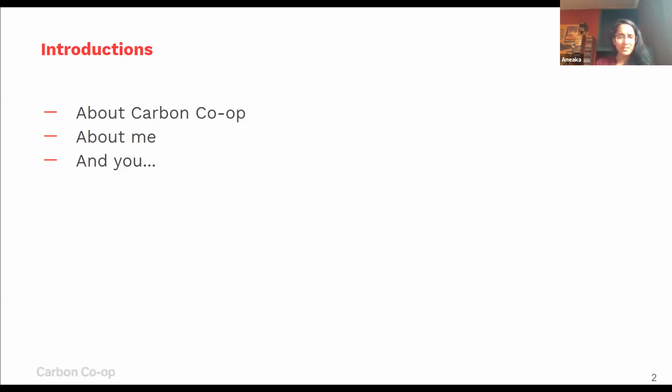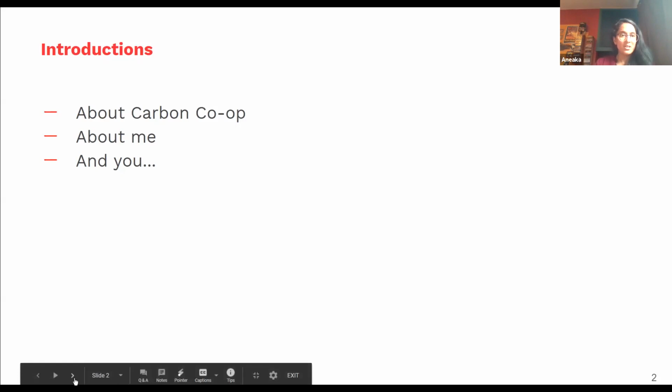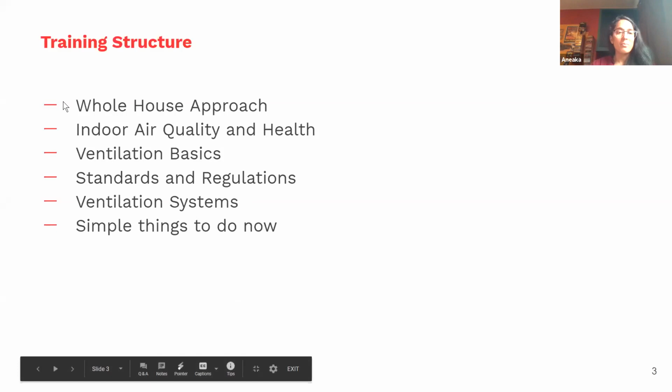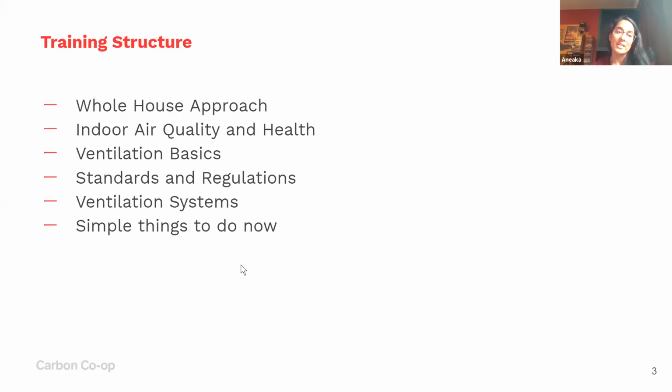So let's see. Moving on. What we'll be talking about today, firstly, some broad stuff around retrofit and energy efficiency. So I'll be talking about the whole house approach and what we mean by that. And then we'll be looking more in detail around indoor air quality and health. And I think after that section, we'll have a break. And then the second part, we'll look at some of the basics around ventilation, some things around standards and regulations around ventilation, and then more detail on ventilation systems, and then a little bit on what you can do now. So hopefully that's what you think you've signed up for, or if not, hopefully you find it interesting.